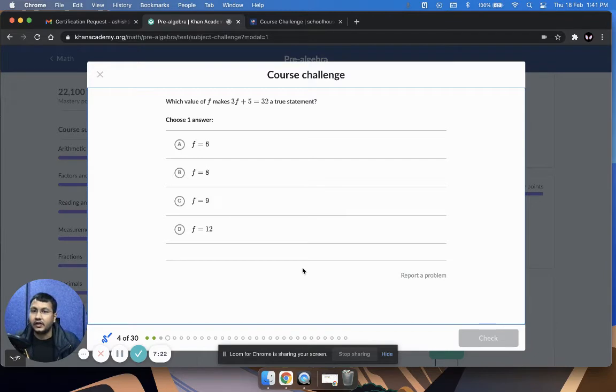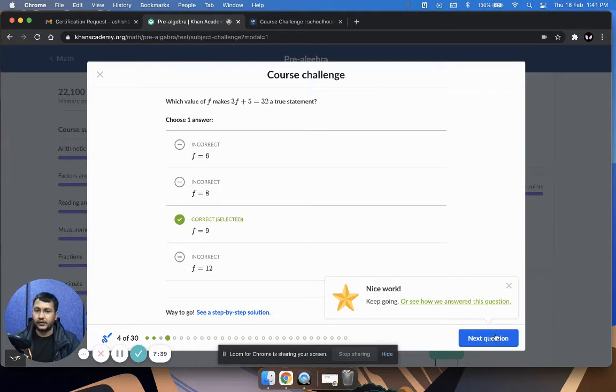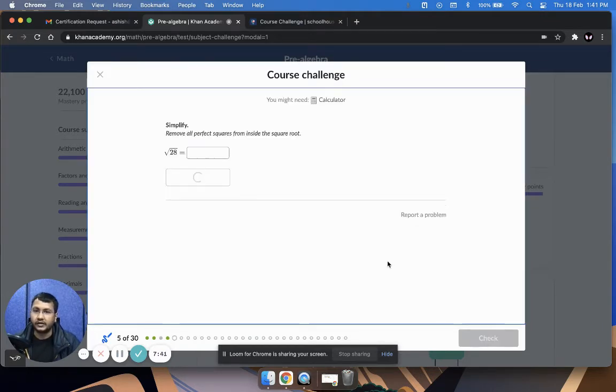Moving on. Which value of f makes 3f plus 5 is 32 a true statement? Okay, so we are solving a linear equation. If I subtract 5 from both sides, I'll get 3f equals 27. I divide both sides by 3, I get f equals 9. I think my answer is 9. Okay, rough start, but we're moving.